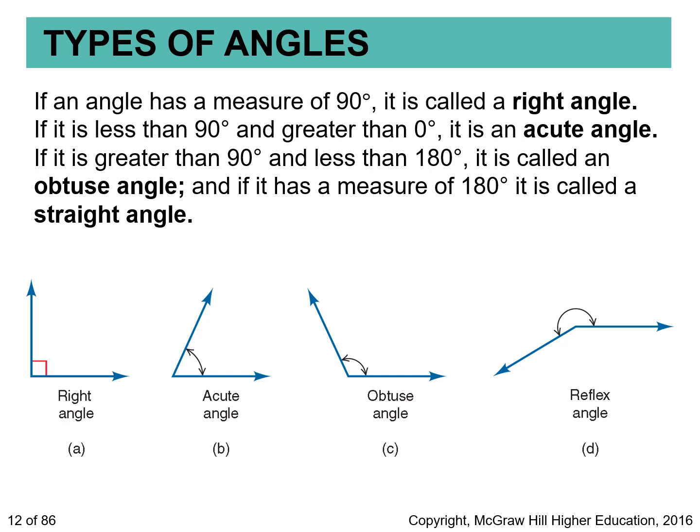Types of angles. You need to know that a right angle is 90 degrees. Let's see, we better highlight not in red. Right angle is 90 degrees. Less than 90 is acute. Greater than 90 but less than 180 is obtuse. And 180 degrees, which we often call a line, is also called a straight angle.